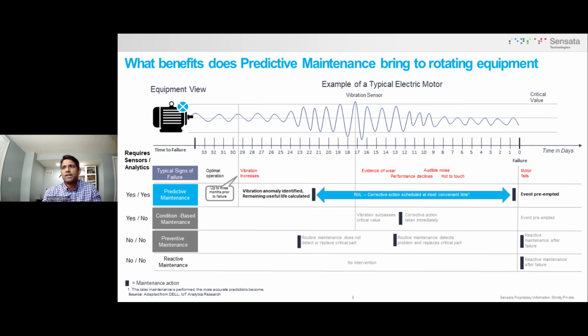In condition-based monitoring, you will be able to see the vibration. If you are lucky enough to measure the vibration on time, you'll be able to see that problem, and then you can take corrective actions. There won't be any failure. But with predictive maintenance, any anomaly that happens in the vibration, you'll be able to detect it way early on, up to 3 months in advance, and then you'll have all the information about the remaining useful life, where you can schedule a corrective action at your most convenient time. So those are the advantages and benefits of using predictive maintenance.